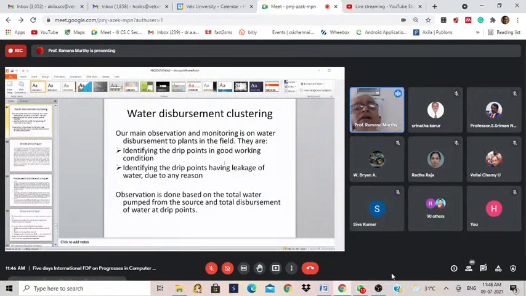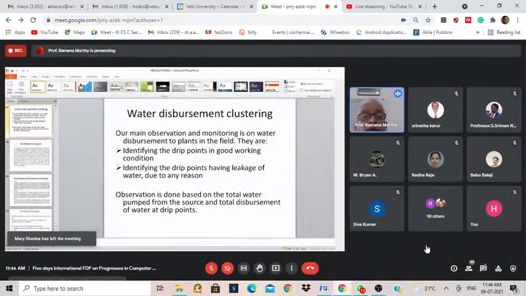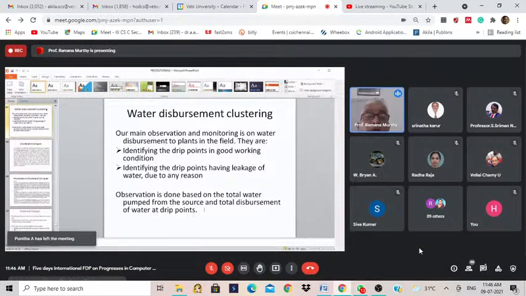Now, water disbursement clustering. Our main observation in monitoring water disbursement in the plant field is identifying the drip points in good working condition and the drip points having leakage, and then accordingly you have to perform the distribution estimate. The observation is done based on total water pumped from the source and total water disbursed, diffusing at the drip point, based on the quantity that you require, calculated using the mathematical relation I read. And then, so now this is what you have to do.